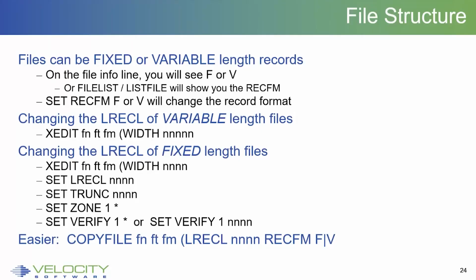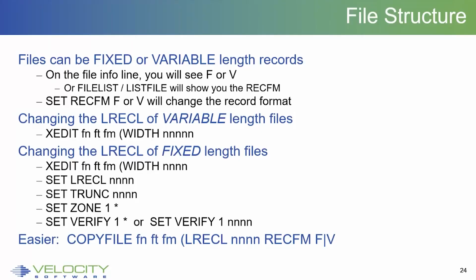So if my file is currently LRECL 100, but I want it to be an LRECL 500 because I'm going to be adding new data that's got long records past 100, I would do XEDIT, file name, file type, file mode, open paren, width 500. And XEDIT would give me a file to edit with records that are a width of 500.